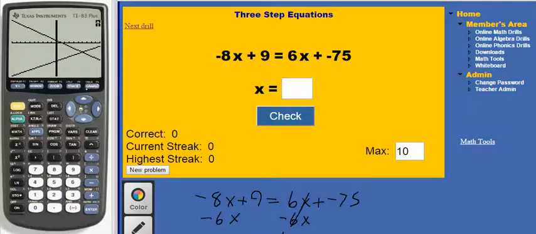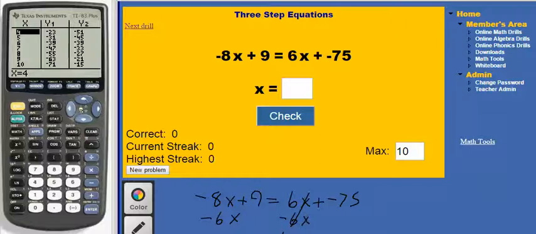So I'm going to look in my table and look for where these two are the same. So negative 39 and negative 39. Y1 and Y2 are the same when x is 6, which is the same thing we found by hand.